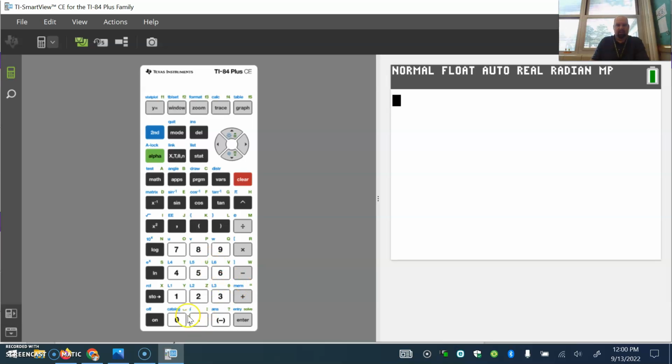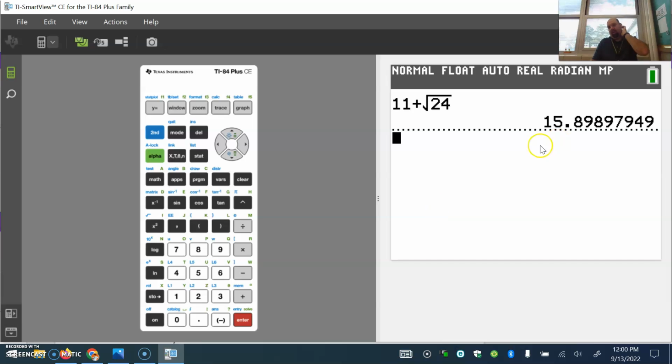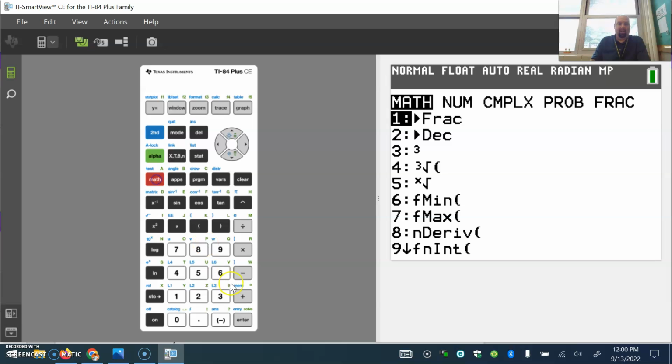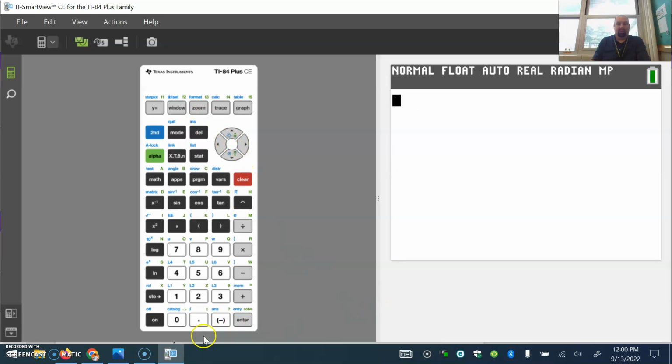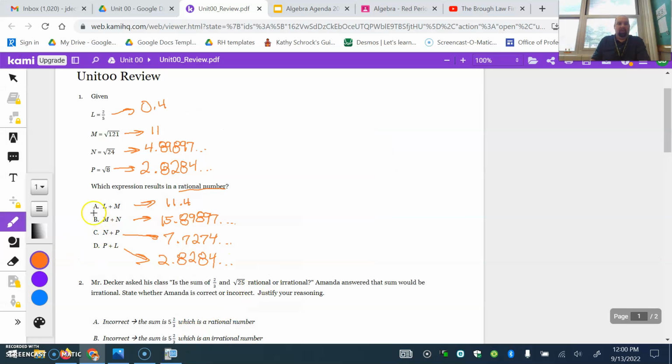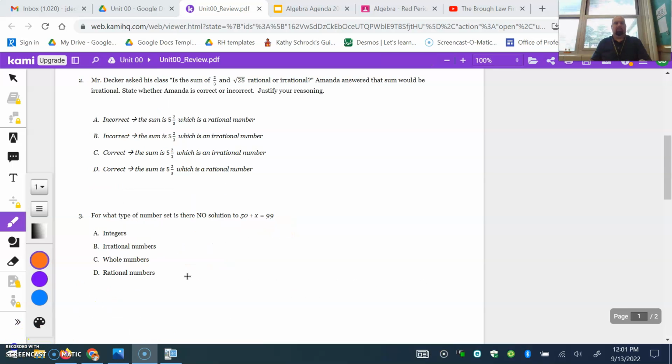So I'm going to take the second one, which is 11 plus the square root of 24. And that one was 15.8987949, all that stuff. Now I'm going to do math, enter, enter. And it doesn't convert it to a fraction. Why? It can't. It is not a rational number. So the correct answer here is A. All right. I'm going to pause the recording, and I'll see you at the next problem.